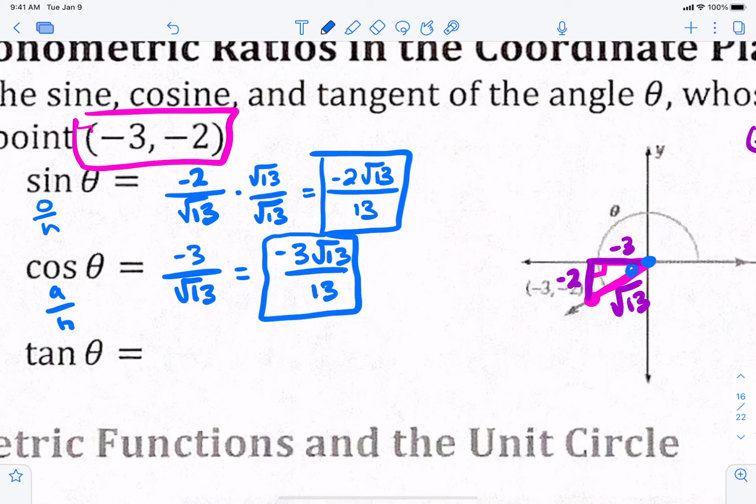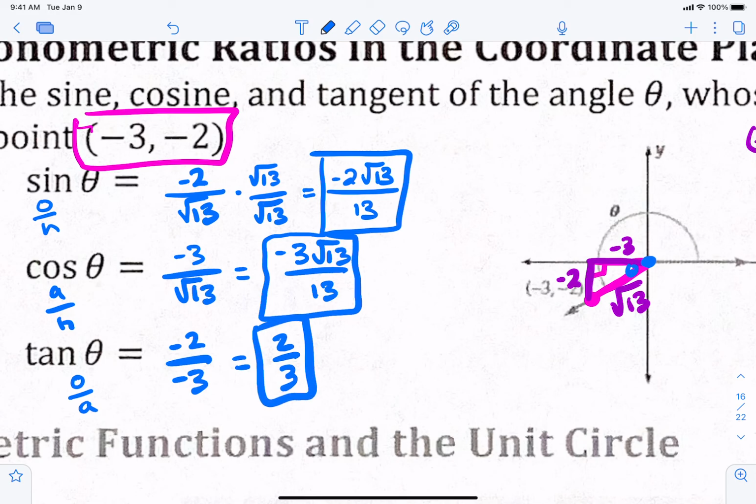Okay? Tangent is opposite over adjacent, -2 over -3. And there's one more thing I can do to that. -2 over -3. The negatives will cancel, so it's positive 2/3. Okay? And that is sine, cosine, and tangent of that angle, given those coordinate points. Okay? Happy with that?